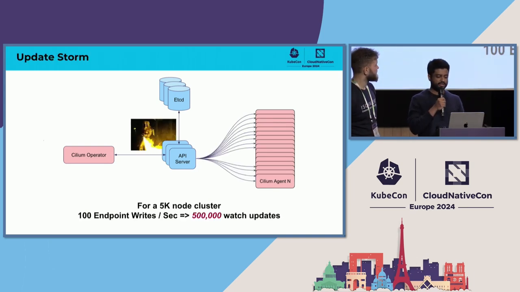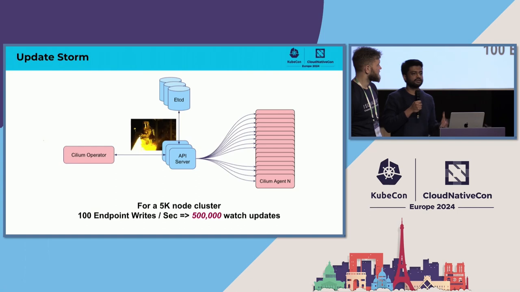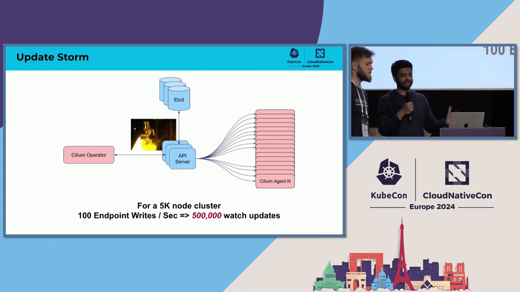And soon after that happens, let's say you have a 5,000 node cluster, and Kubernetes needs to support around 100 pod changes per second. That's the churn we are trying to target. With a churn of 100 endpoint updates per second on a 5,000 node cluster, your control plane needs to process 500,000 watch update events, right? This is a lot of update events.